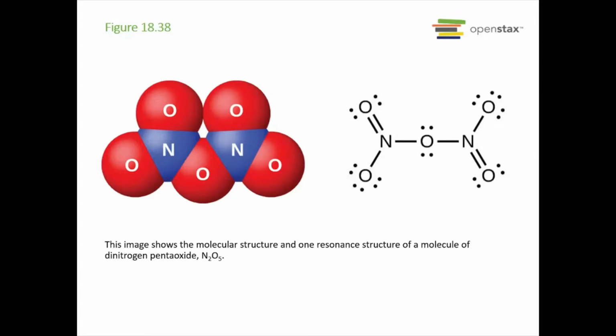And this is, on the left, the molecular structure of dinitrogen pentoxide, and then at the right, one of the resonance structures. You can pretty much imagine the other types, basically, where these double bonds are kind of going back and forth.